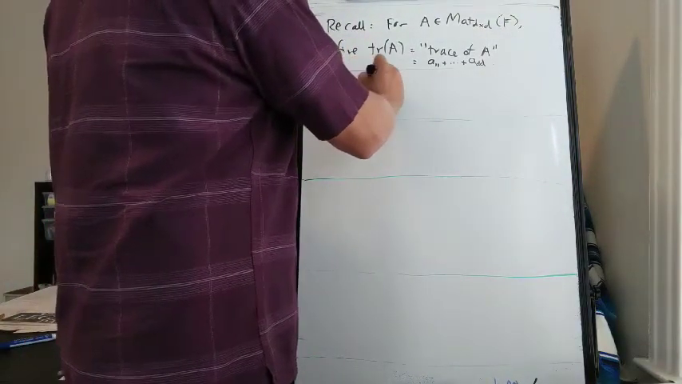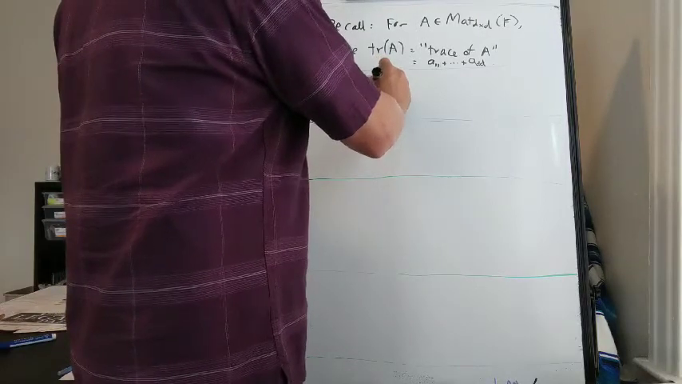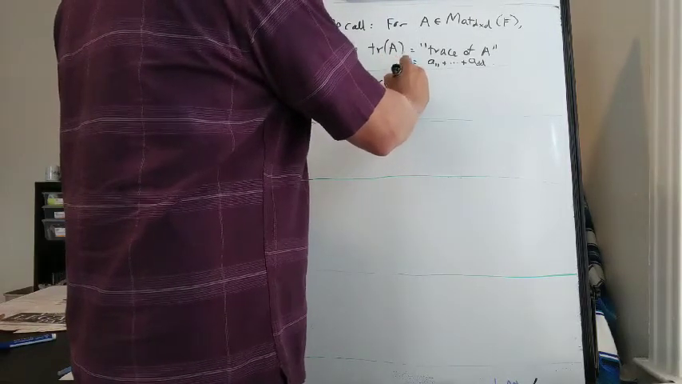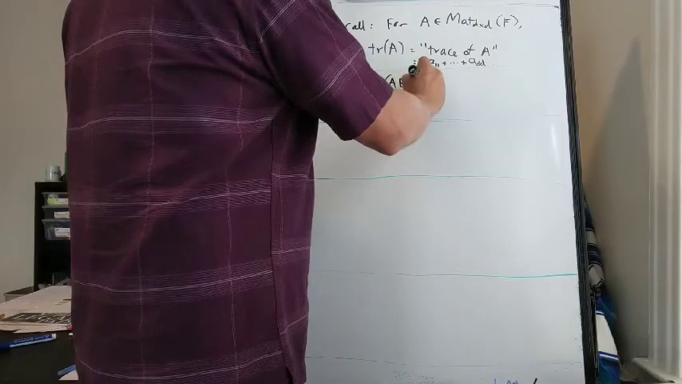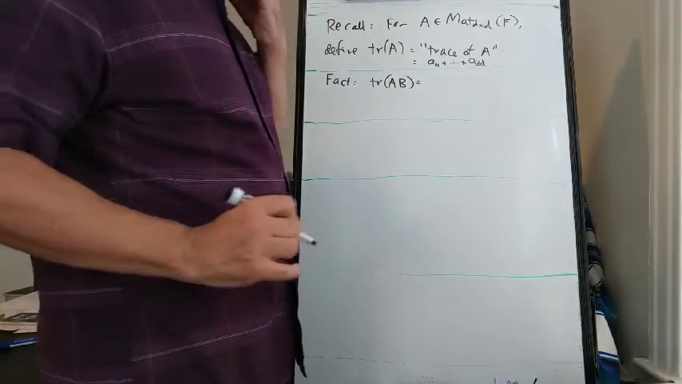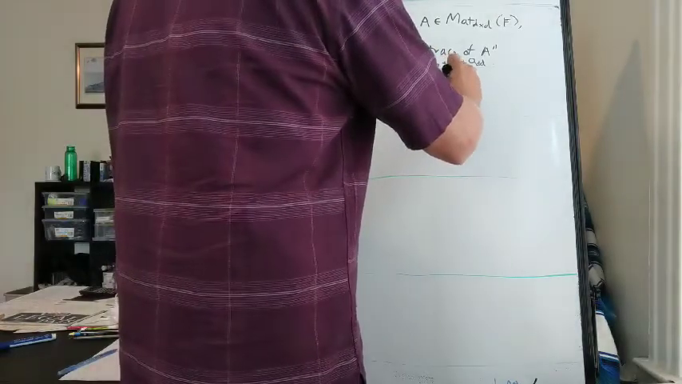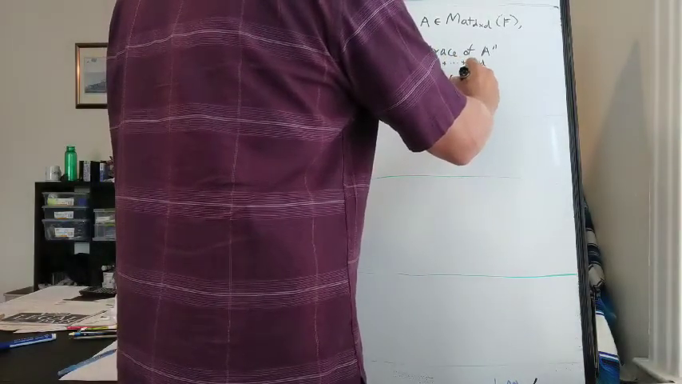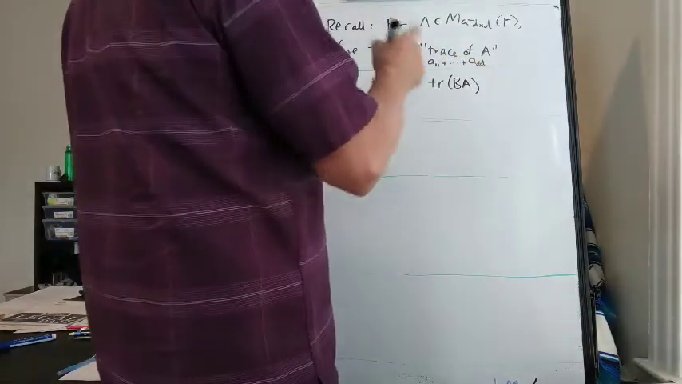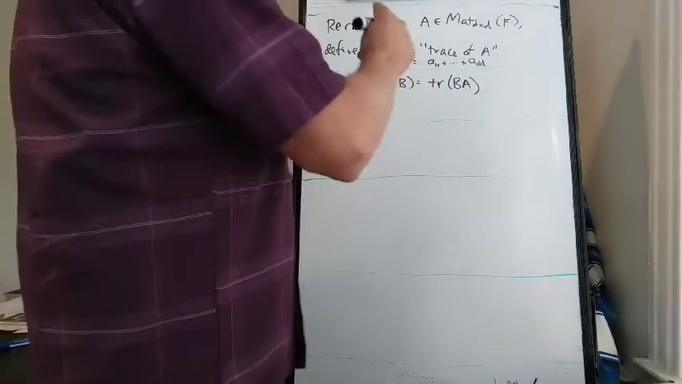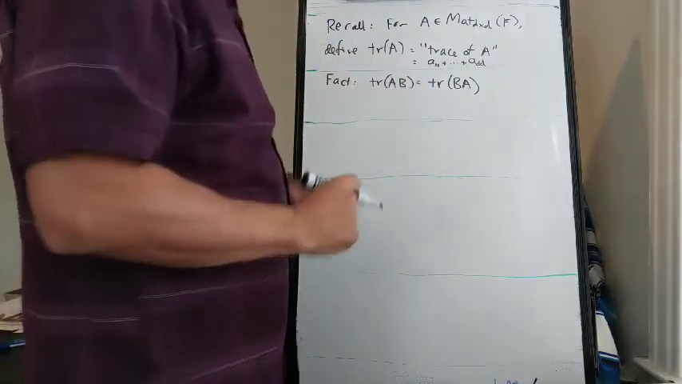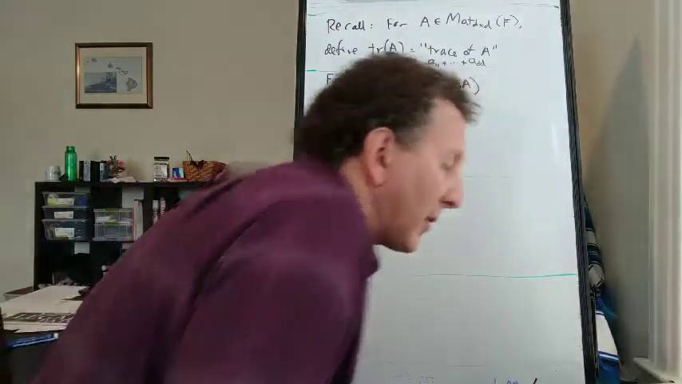A basic fact about the trace is what happens when we take the trace of a product of matrices. Trace is not a homomorphism. We don't necessarily get trace A times trace B, but we do get trace of B times A. So if we're multiplying square matrices, it doesn't matter what order we multiply them in, we get the same trace.